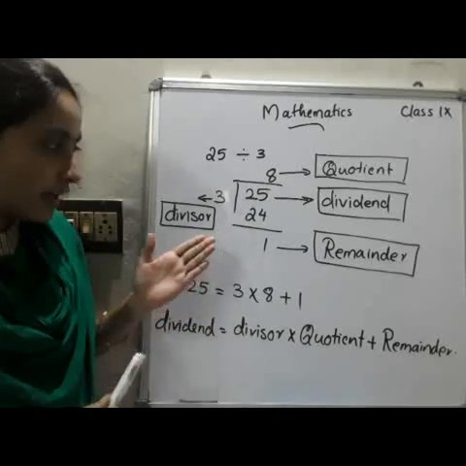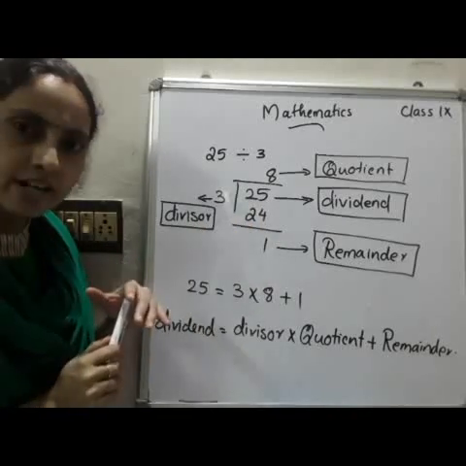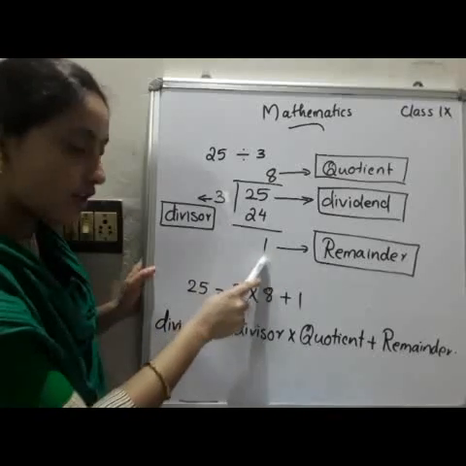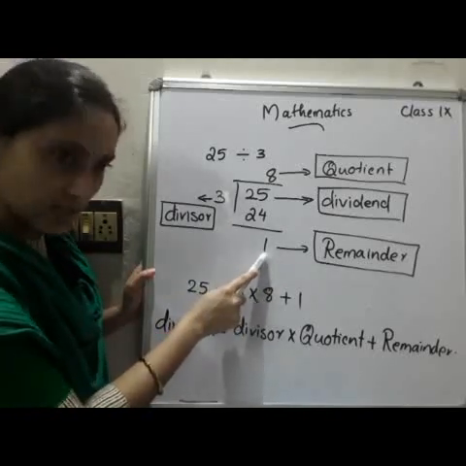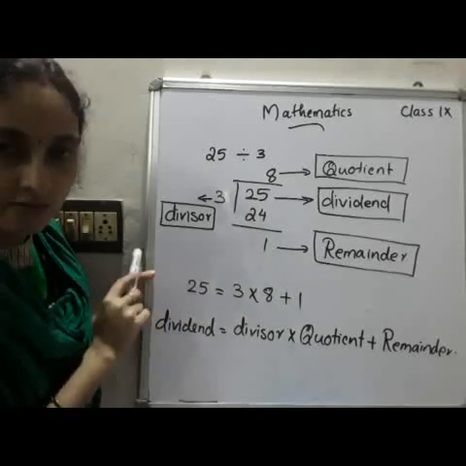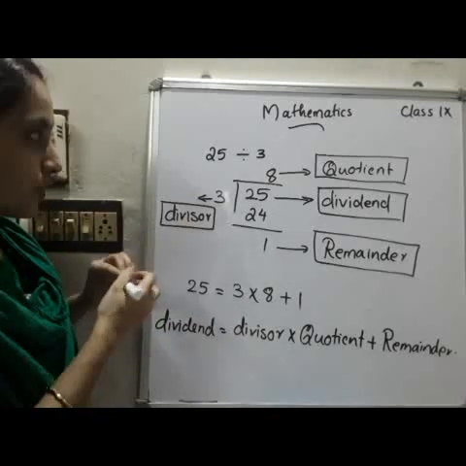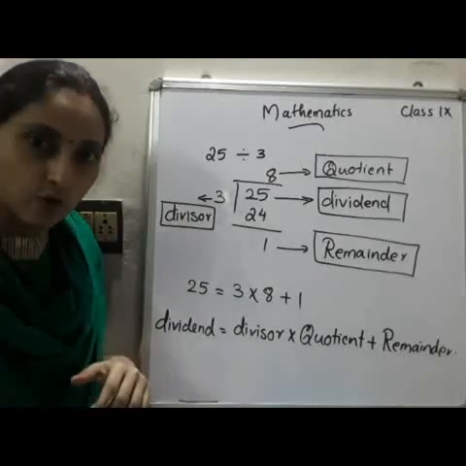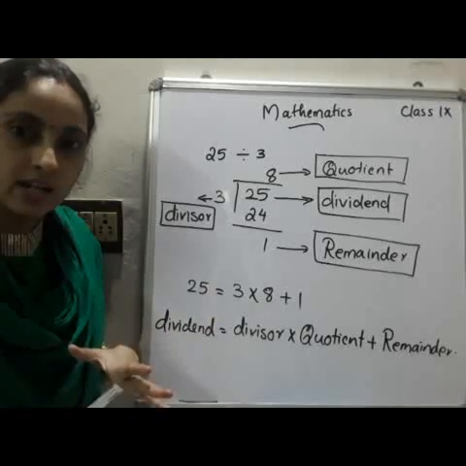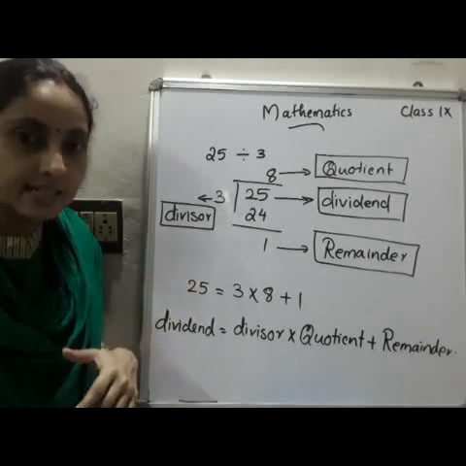Now, is 25 completely divisible by 3? No. How do you understand? It is not divisible by 3, because the remainder is 1. If the remainder comes 0, we can say that the number is completely divisible by the divisor. For example, instead of 25, I will take 24. Is 24 divisible by 3? Yes. Why? 8 threes are 24, so the remainder you got as 0.